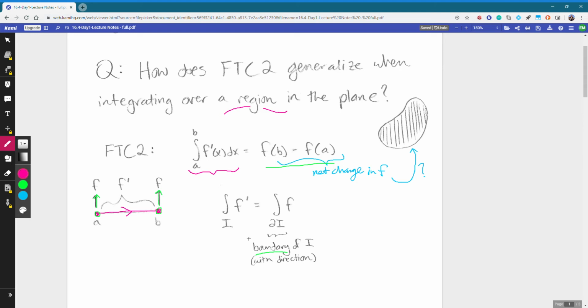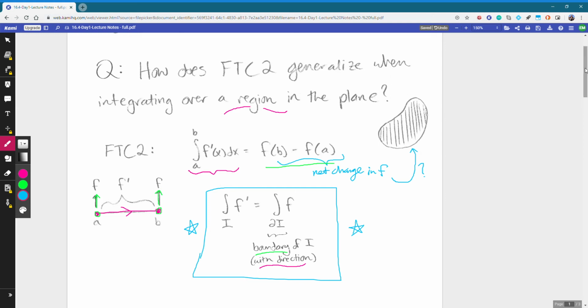And so the FTC2, in this general way of thinking about it, says we can integrate over our whole interval, adding up derivative information, or we can just add up function information on the boundary if we include some direction information in a proper way. And it turns out that this is going to be our general way of thinking about FTC2 that we can take with us and see how it generalizes in a number of different situations, starting right here with the situation we're in, thinking about a region in the plane.